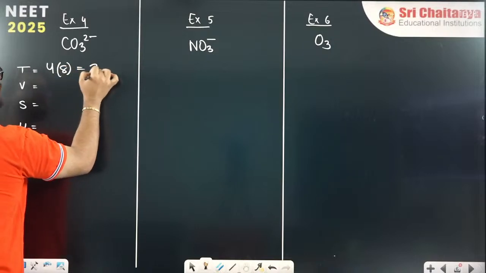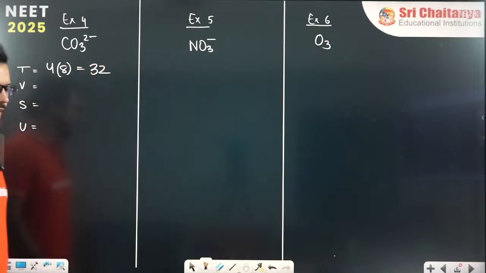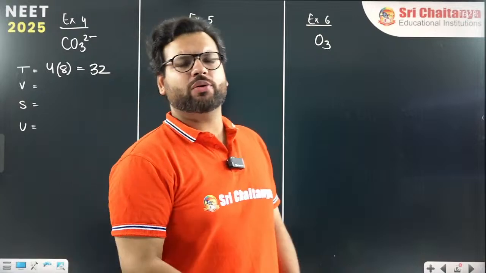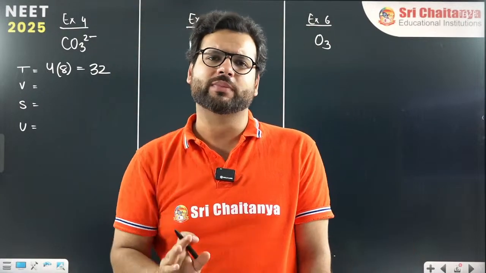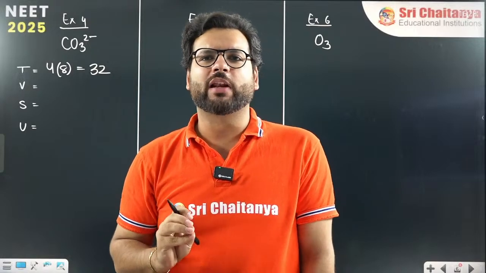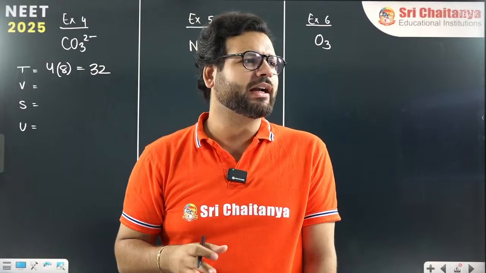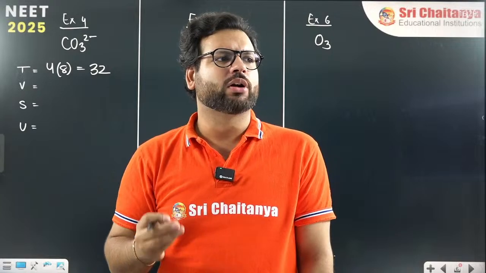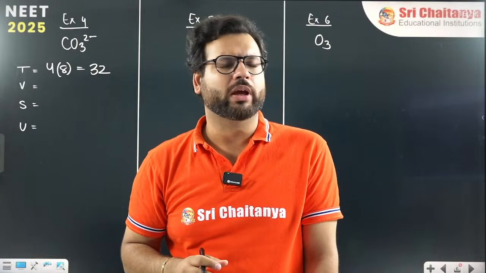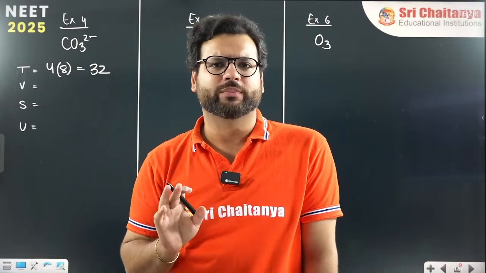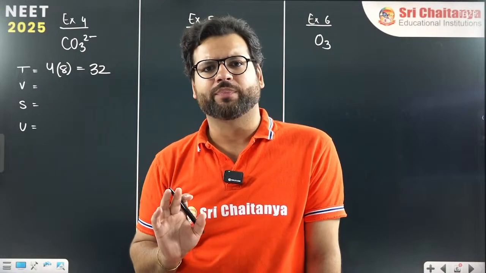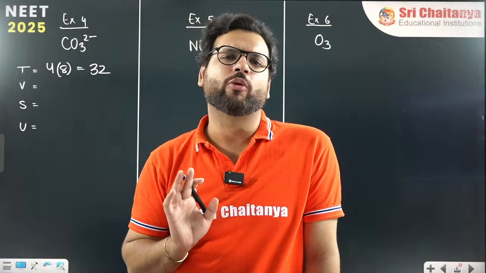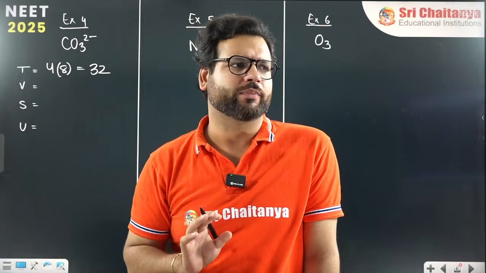So total is 32. When you find the total electrons, don't look at any charge or anything. Just see how many atoms are there. Each atom will ask for 8 electrons. If there is a hydrogen, it will ask for 2 electrons. T will be taken the same way for every molecule, every cation, every anion. Just ask them how many electrons they need to complete the octet.